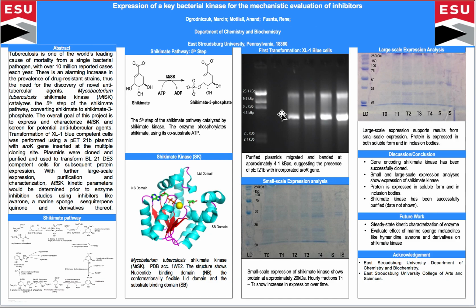Our second transformation entailed us using DE3 Gold cells. These cells acted as our expression hosts for shikimate kinase. The success of the protein expression was evaluated using SDS-PAGE analysis.